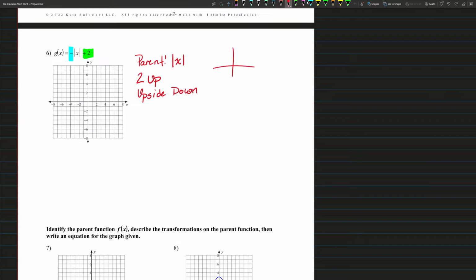So our original graph, if you remember, looks like this. We need to shift that up 2 units and then move it upside down. So our graph is going to look kind of like this. I'm trying to be accurate, but I'm not very good at it freehand, but I think we get the point. All right, so this is our graph.